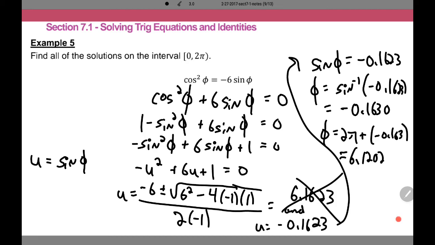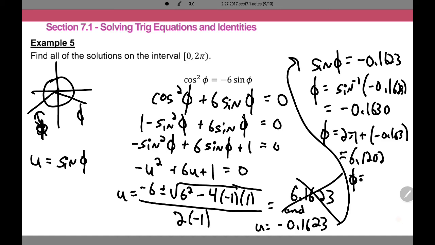6.1202. And if we look at our unit circle, since that is down in the 4th quadrant, I need another angle in the 3rd quadrant that will also be the same angle. Alright, so I need to add pi to my reference angle, which is 0.163, and that gives me another answer that is 3.305.